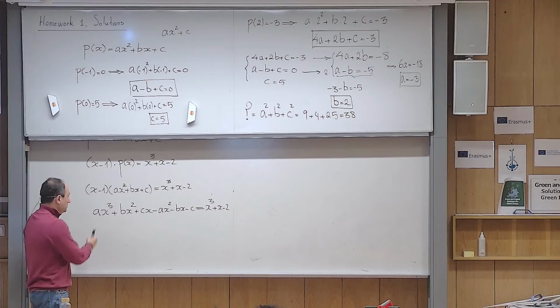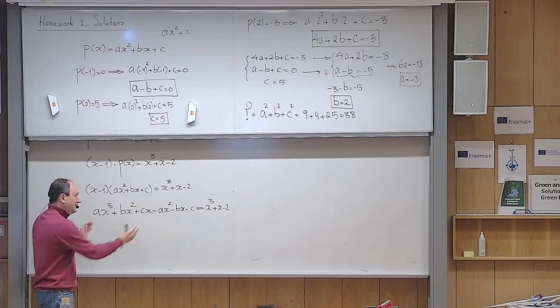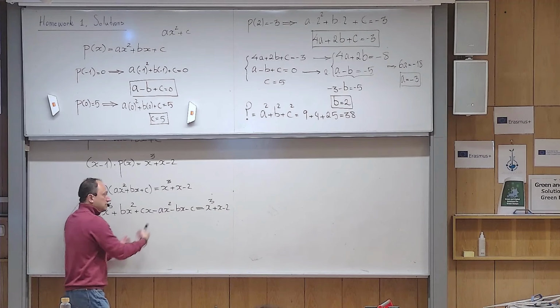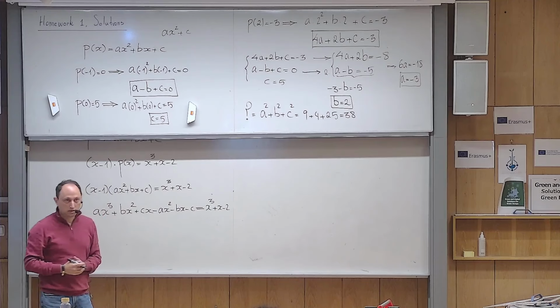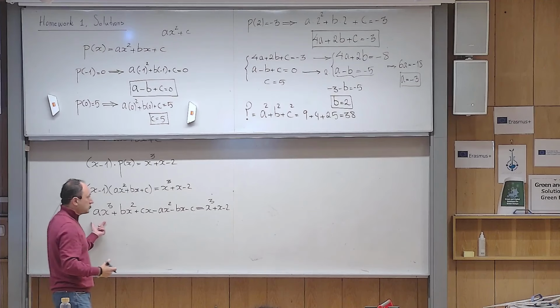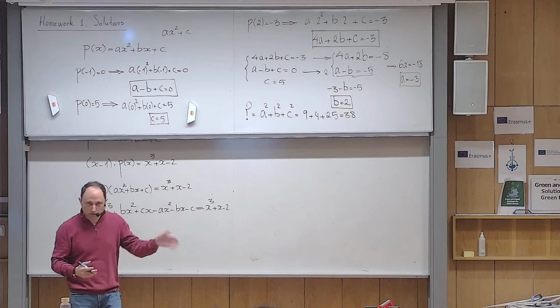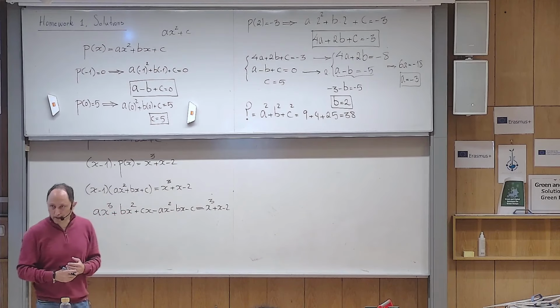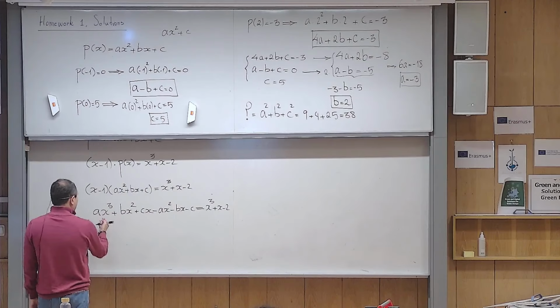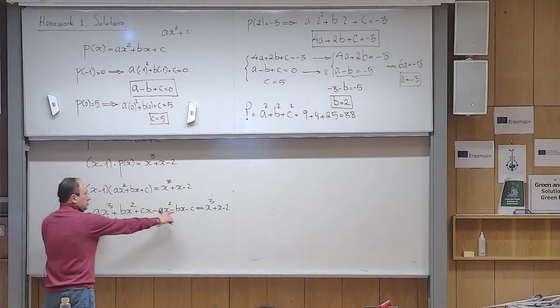I am trying to fine-tune a, b, and c so that the left-hand side becomes identical to the right-hand side. So I have to write the left-hand side in a way which is comparable to this one, so that I can compare them term by term, because I want to make them identical. If you look at the left-hand side, the highest power, which is the degree, is this one, and this is alone. There is no cubic term here.